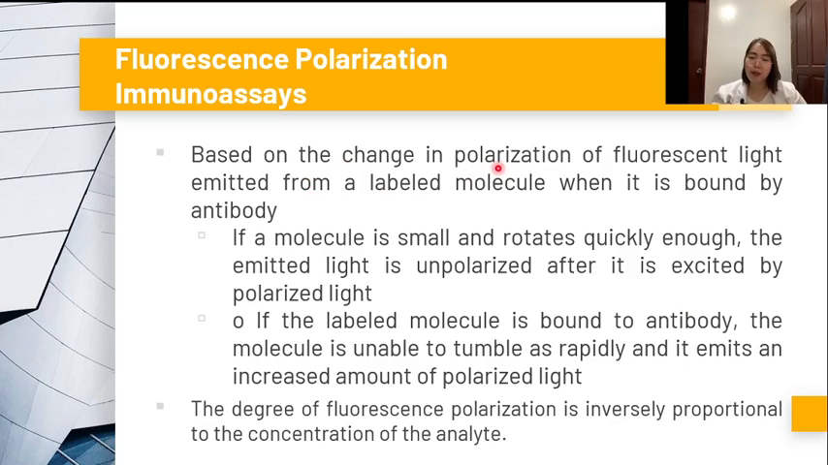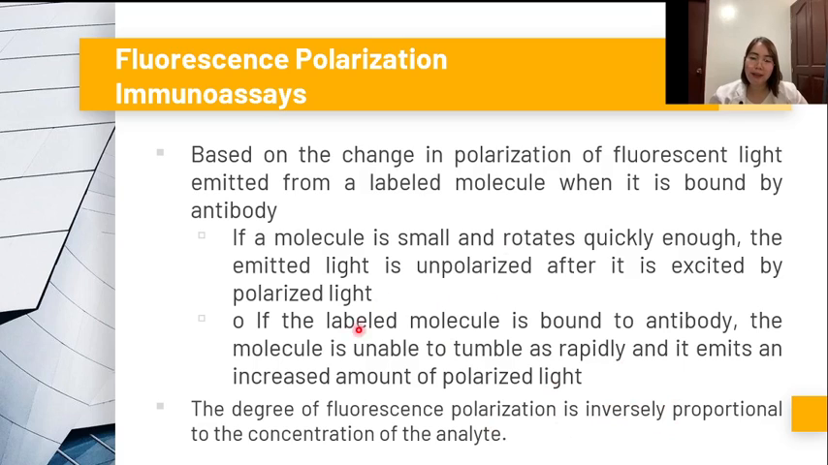So this is based on the change in polarization of fluorescent light emitted from a labeled molecule when it is bound by an antibody. If a molecule is small and rotates quickly enough, the emitted light is unpolarized after it is excited by polarized light. And if the labeled molecule is bound to antibody, the molecule is unable to tumble as rapidly and it emits an increased amount of polarized light. So the degree of fluorescence polarization is inversely, tandaan ha, inversely proportional to the concentration of the analyte.